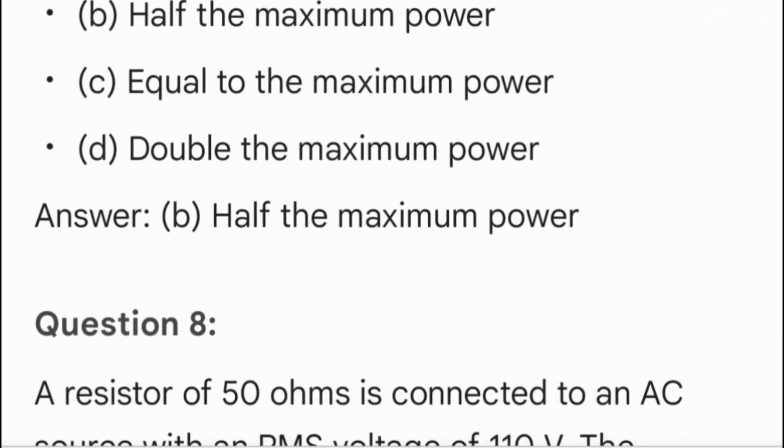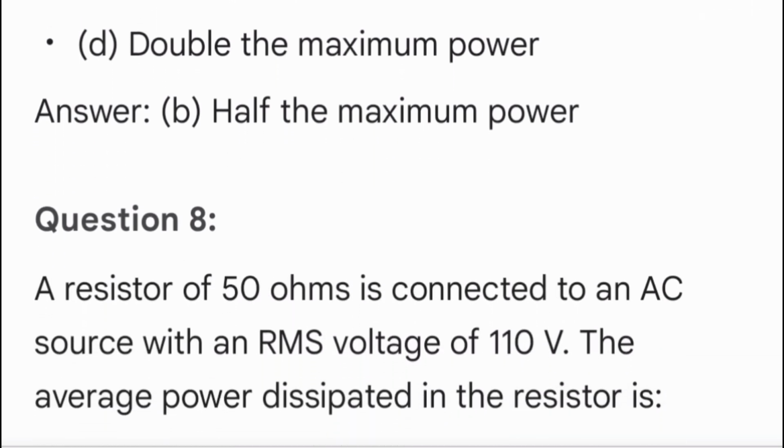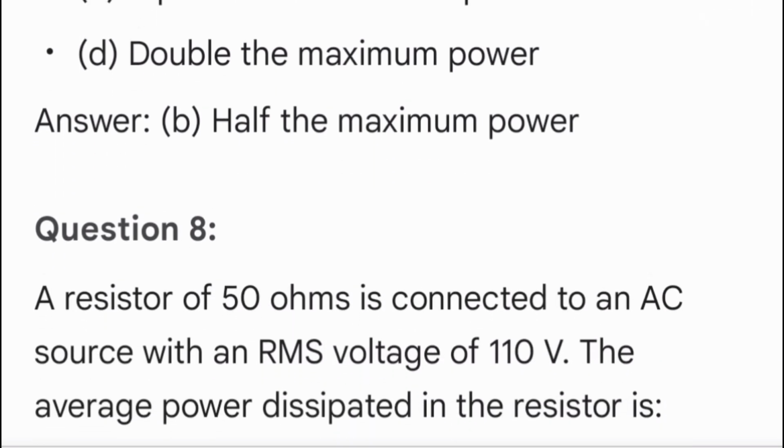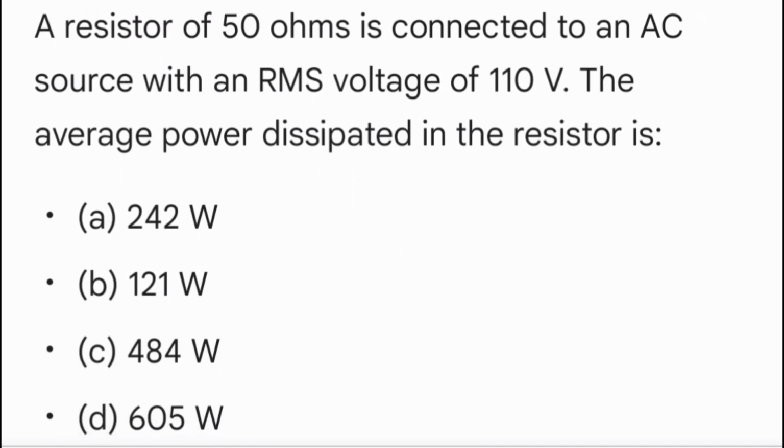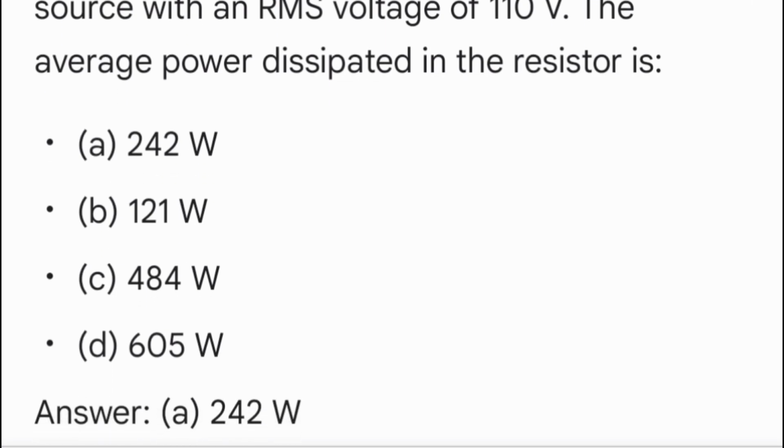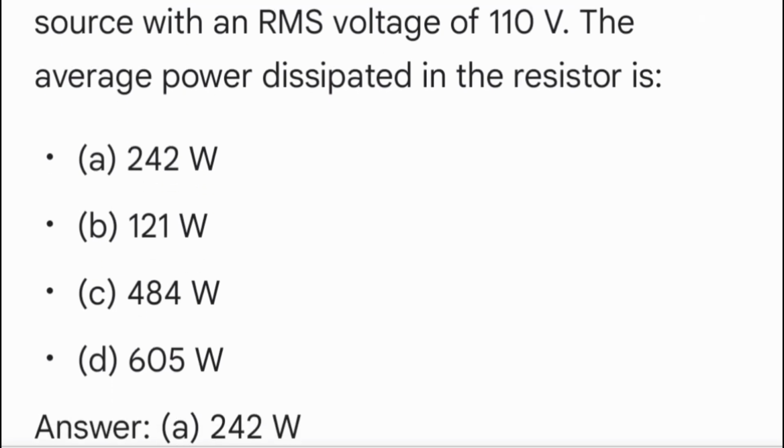Question 8. A resistor of 50 ohms is connected to an AC source with an RMS voltage of 110 V. The average power dissipated in the resistor is A. 242 W, B. 121 W, C. 484 W, D. 605 W. Answer. A. 242 W.